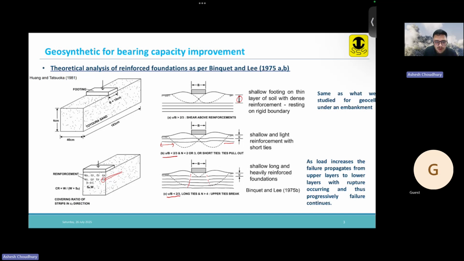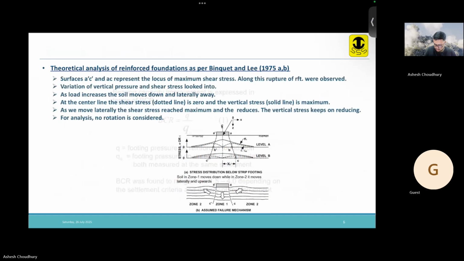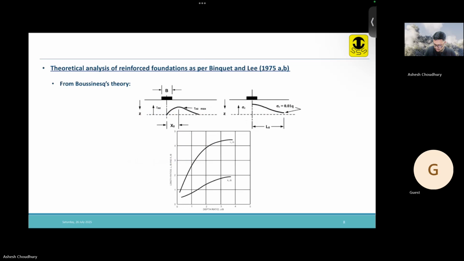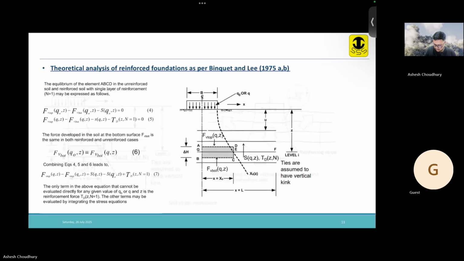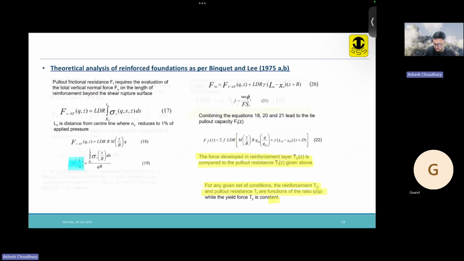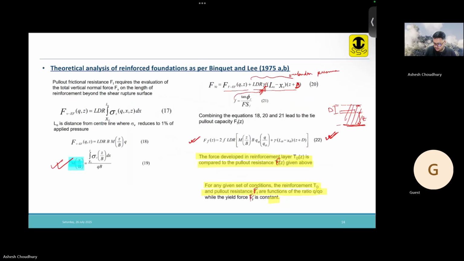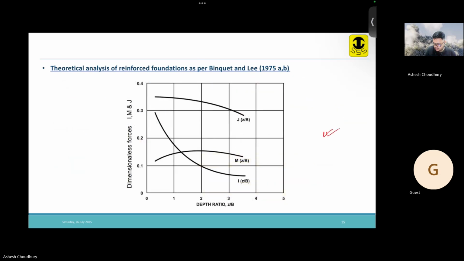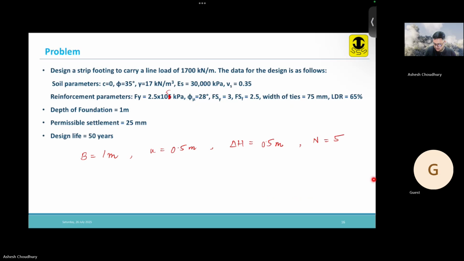Right. So 2 by 3 is what? 0.67. But we have taken U by B as 0.5, so it is fine, right? Okay, so your U by B is 0.5 by 1, which is equal to 0.5, and this is less than 2 by 3, so it is okay.